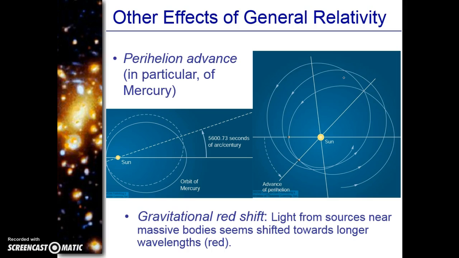And he also came up with gravitational redshift, which says that light from sources near massive bodies seems to be shifted towards longer wavelengths. So the sun is a massive body, and any light coming from there is going to be shifted towards these longer wavelengths instead of the shorter ones, which would be near the blues and the purples.